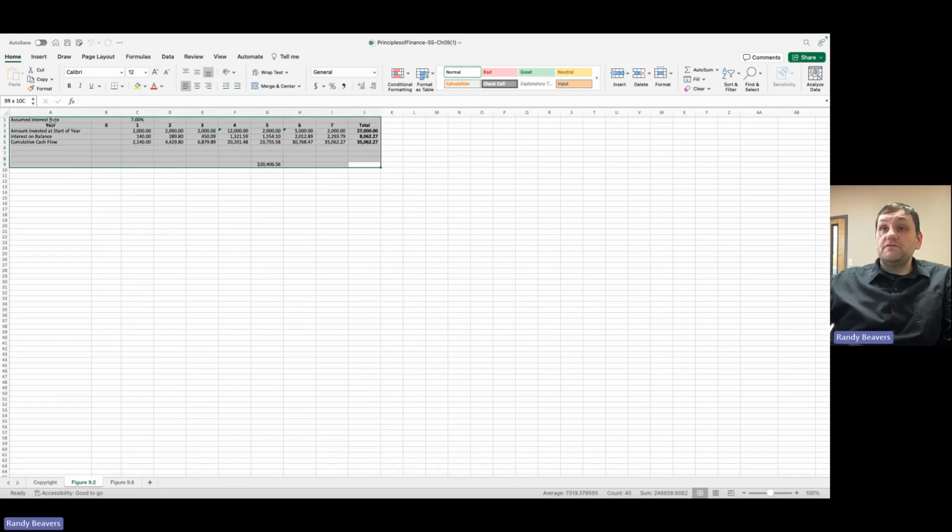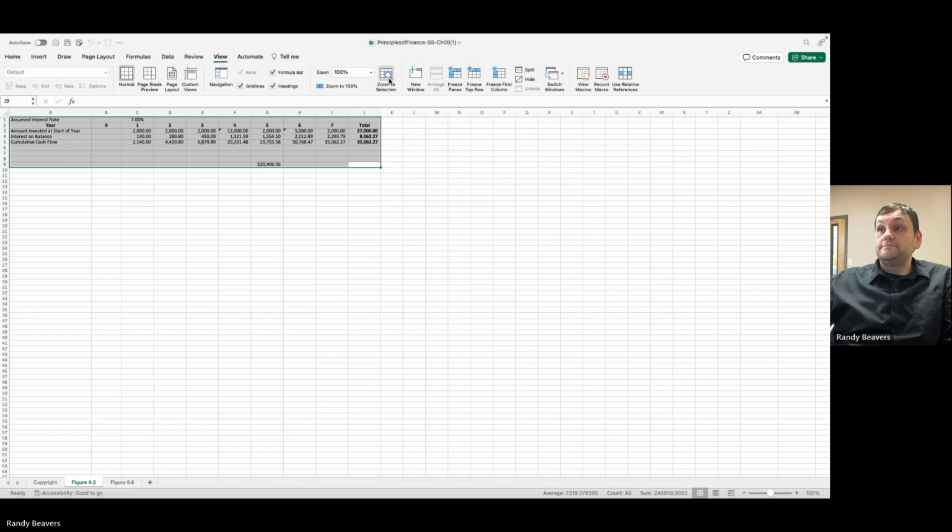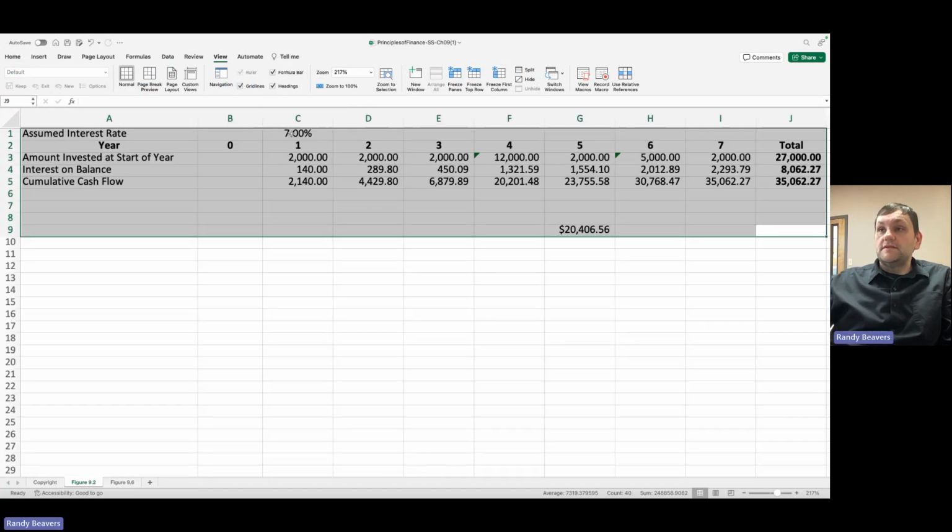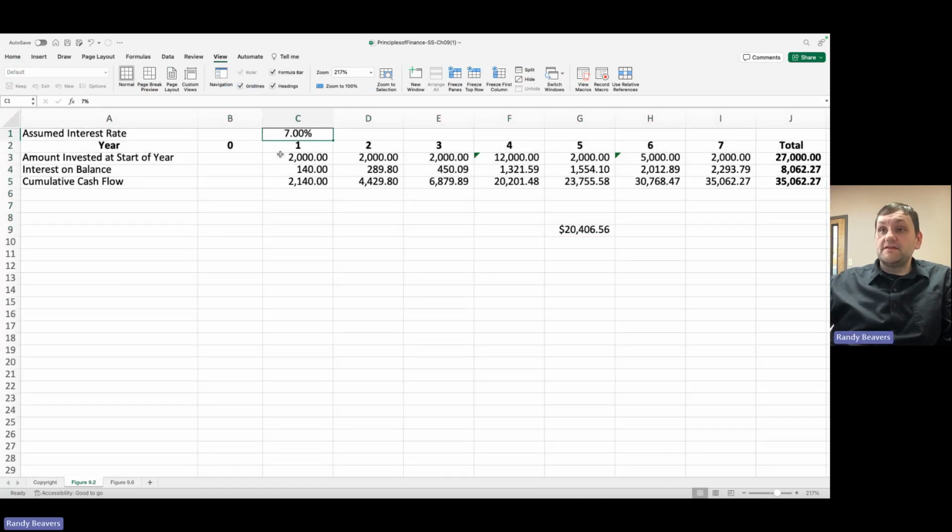So I'll first review figure 9.2. In this example, we have an assumed interest rate of 7%. Nothing happens in year 0. We have 7 years. In this example, we have decided to invest $2,000 at the start of every year for the first 3 years, then $12,000 in year 4, and then $5,000 in year 6. So the total amount of money that we invest is $27,000.